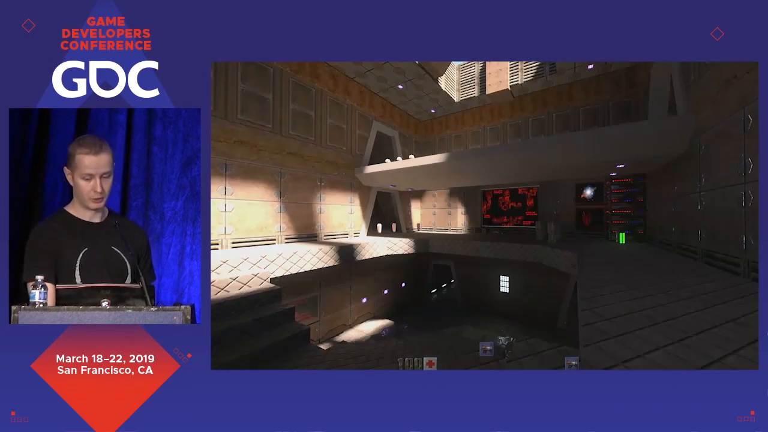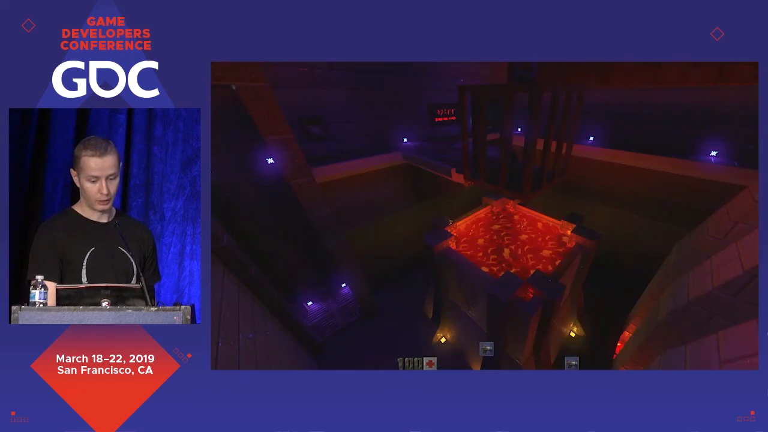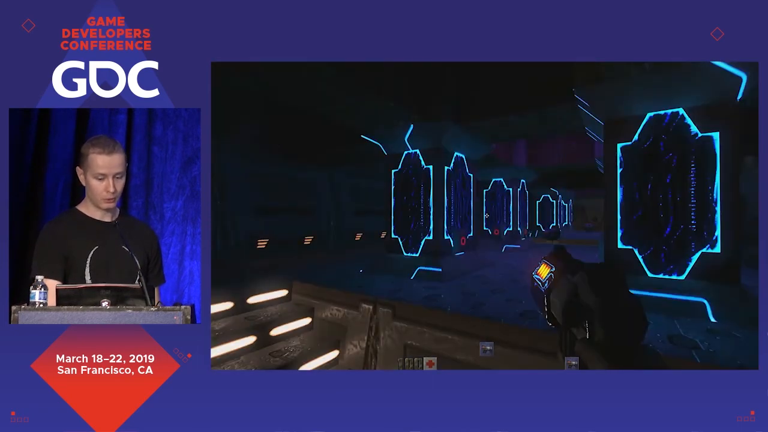Global illumination in an interior scene. Again, global illumination from the sky in an interior scene without direct sunlight. Local illumination by emissive surfaces like that pool of weird transparent lava. Local illumination from emissive surfaces.